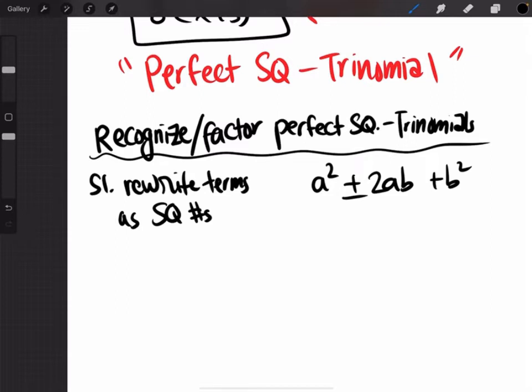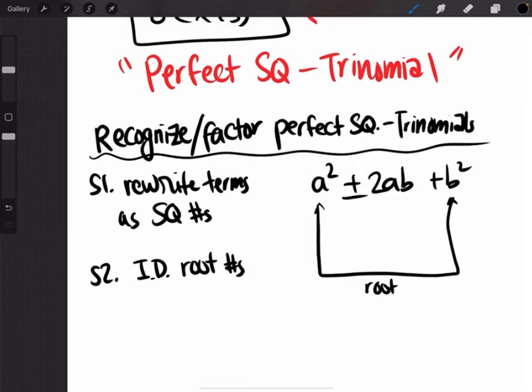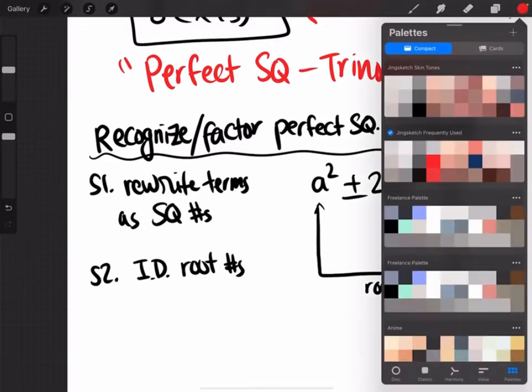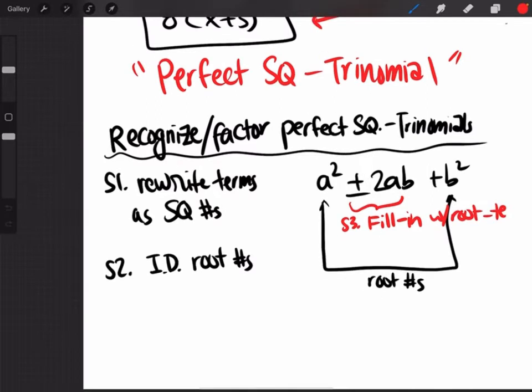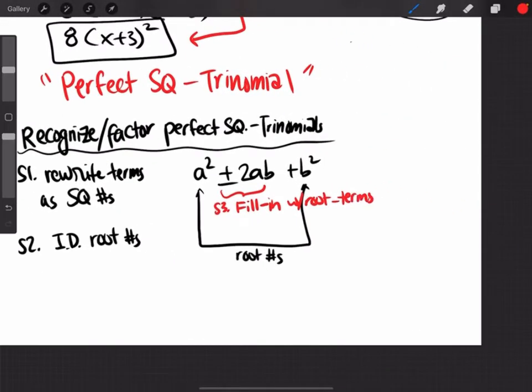Rewrite the terms as square numbers. Step two, identify root numbers. So in this case, A and B are your root numbers. Say for example, if this term right here is 81, your root number would be 9. Step 3, fill in with root numbers, root terms, same thing, plus or minus, depending on the situation, 2 times A times B.